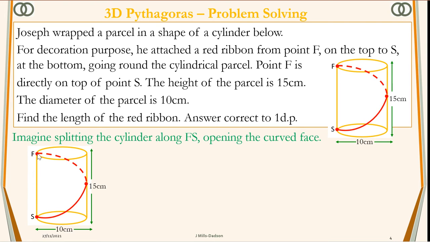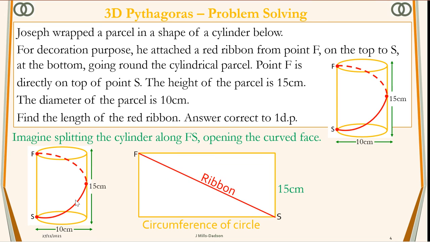Imagine that we split the cylinder open at point F, and you roll it, you open it up. The ribbon will look like this. If you like, take a rectangular paper and draw a diagonal and fold it into a cylinder. You see that the diagonal line will go round the cylinder and it will look exactly like this.